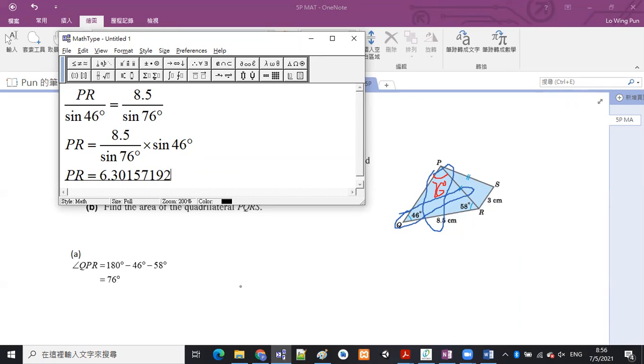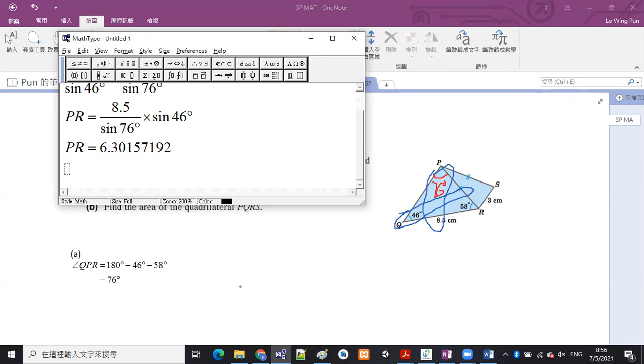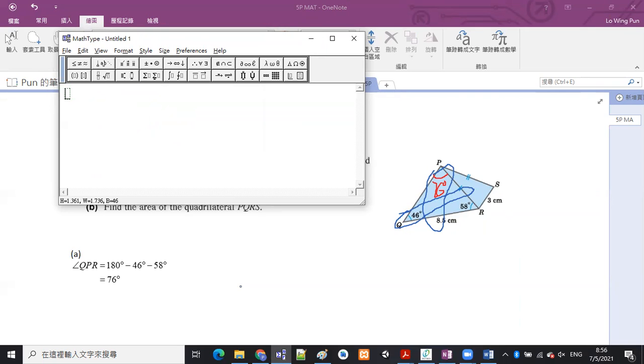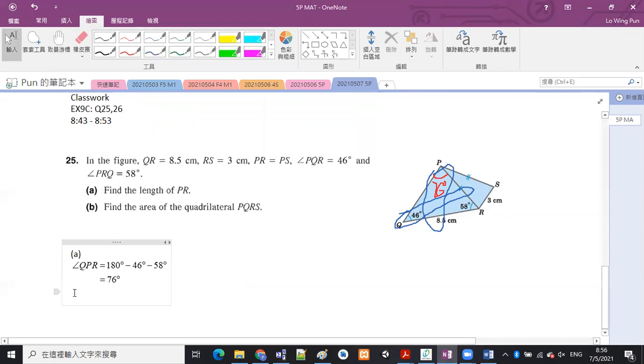So I will store this number to memory A because this is not the final part. But this is the answer for the first part. So I need to correct this to 3SF. Is it 3SF? Yes. 6.30 cm. 3 significant figures. Are you correct?